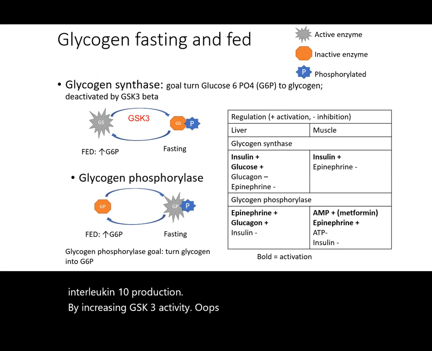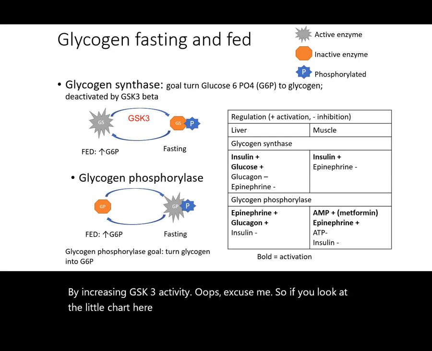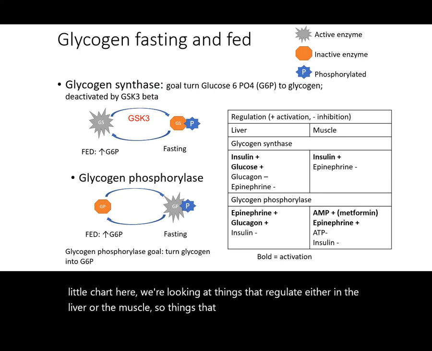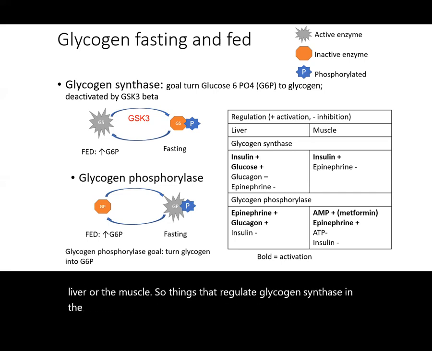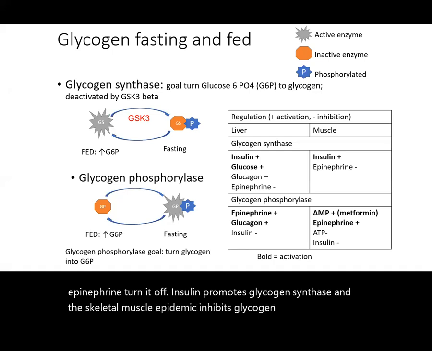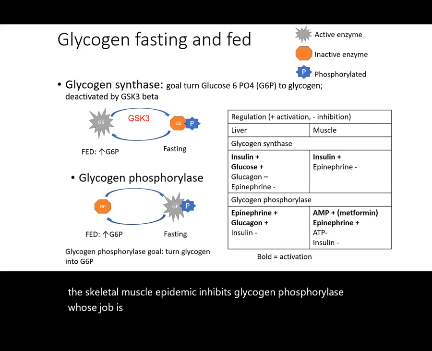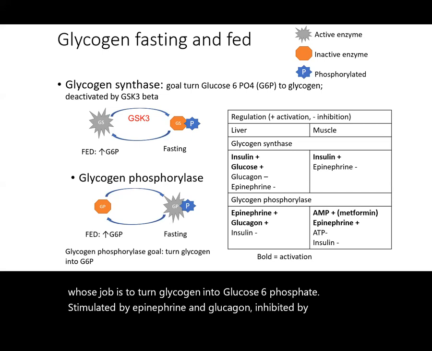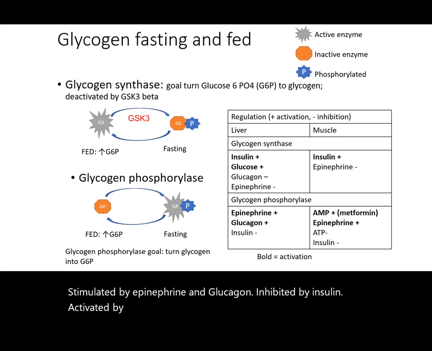So if you look at the little chart here, we're looking at things that regulate either in the liver or the muscle. So things that regulate glycogen synthase in the liver: insulin turns it on, glucose turns it on, glucagon and epinephrine turn it off. Insulin promotes glycogen synthase in the skeletal muscle, epinephrine inhibits. Glycogen phosphorylase, whose job is to turn glycogen into glucose 6-phosphate, is stimulated by epinephrine and glucagon, inhibited by insulin, activated by adenosine monophosphate kinase, metformin, and also epinephrine, and inhibited by ATP and insulin.